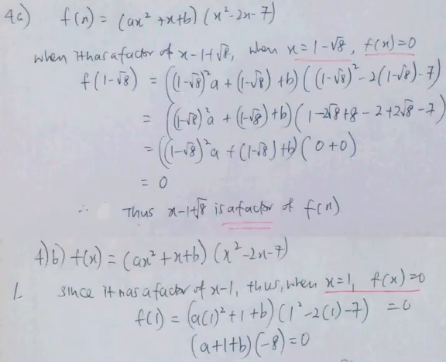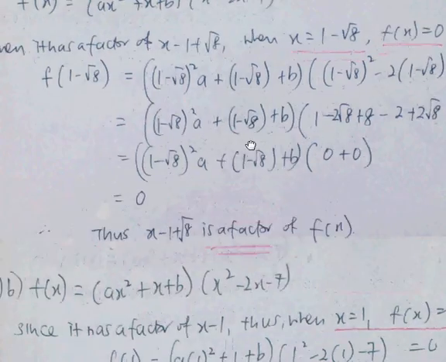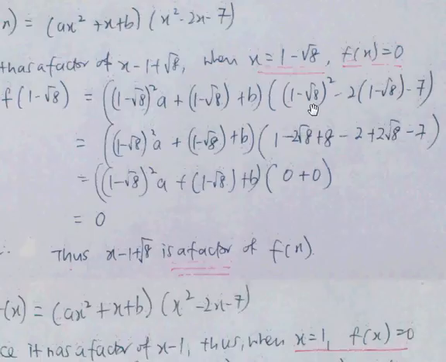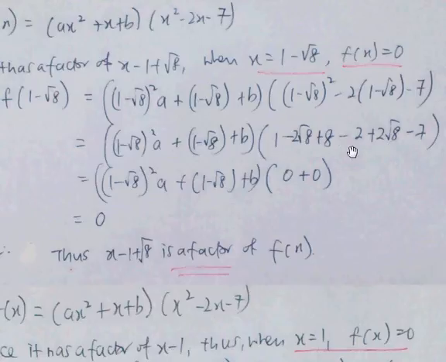Since it's impossible to tell whether this expression equals 0, because there are unknowns a and b, we look at the other factor. This expression is definitely equal to 0, since when we multiply by it, the whole thing will be 0. So we need not evaluate this portion, we just need to evaluate this portion. (1 - √8)² is 1 - 2√8 + 8, since √8 times √8 equals 8, then minus 2 plus 2√8 minus 7. So 1 - 2 + 8 - 7 equals 0, and -2√8 + 2√8 equals 0.